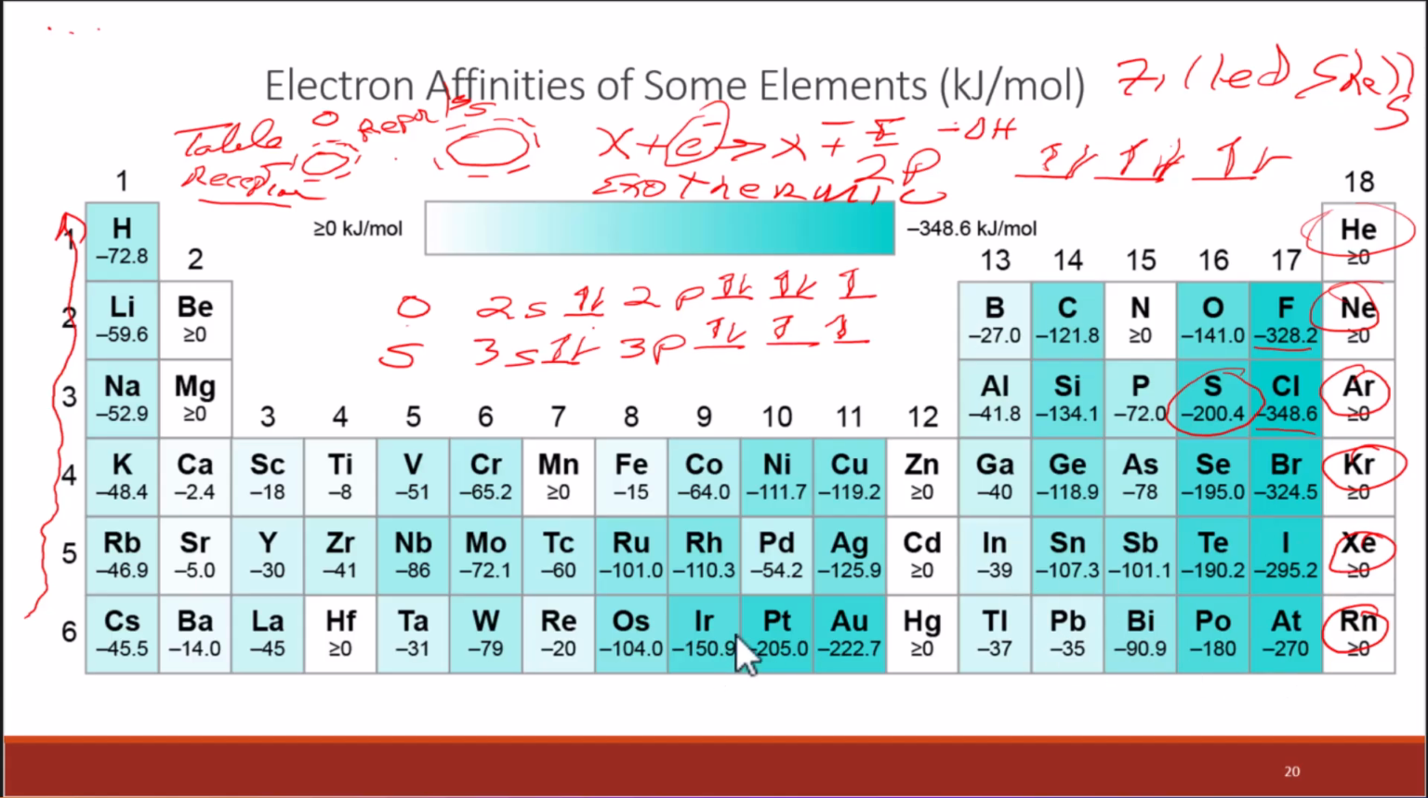I will give you a general trend. First of all, noble gases, they don't want the electron. They don't want to react at all. Non-metals definitely have higher electron affinities than metals. Look at metals. Metals have really low electron affinities, which tells you that metals are better at giving up electrons than they are accepting electrons. Okay? All right.